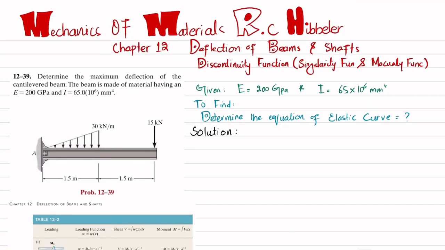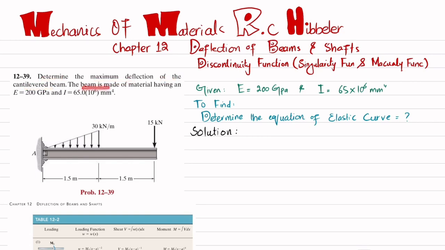Welcome back. Problem 12-39. This problem is taken from chapter number 12, that is deflection of beam and shaft, and the book name is Mechanics of Material by R.C. Hibbeler. The statement is: determine the maximum deflection of the cantilever beam.